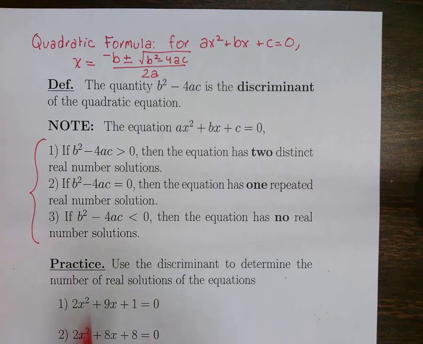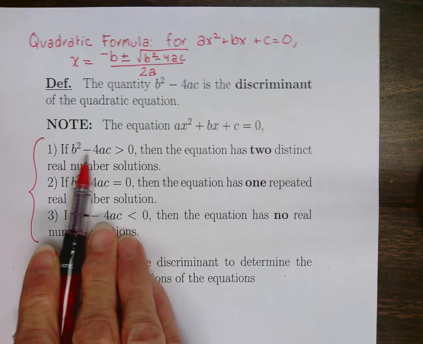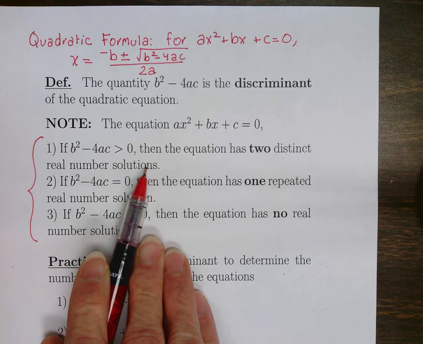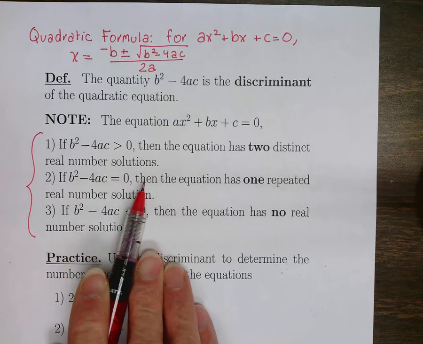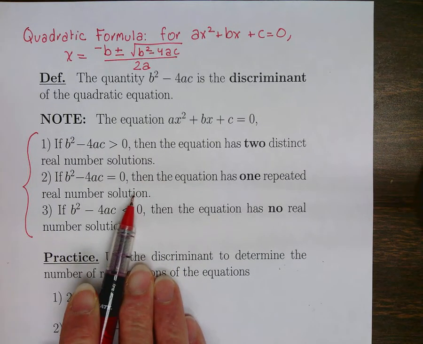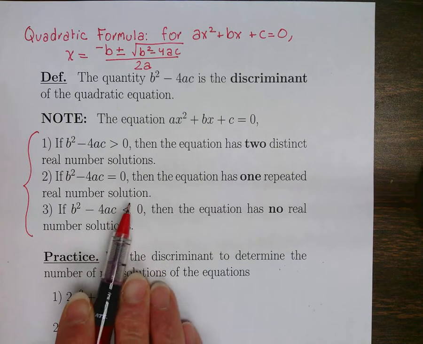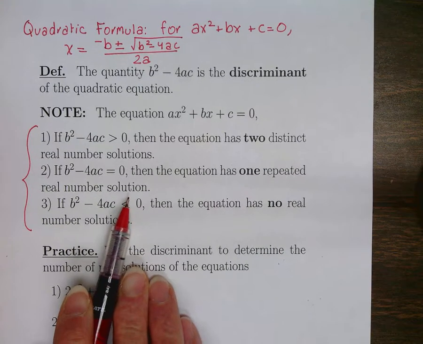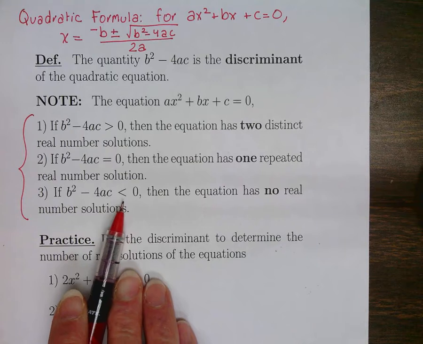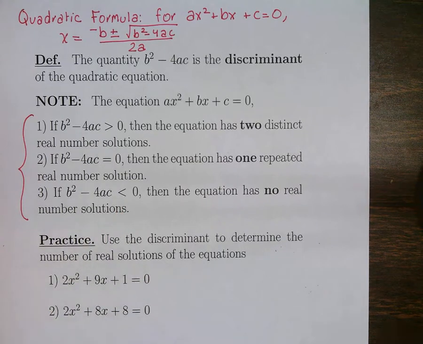Just as we just saw, if that discriminant is positive, you're going to have two distinct real number solutions. If it's equal to 0, there'll just be a single solution, which is actually repeated twice. And you can see because you'll be able to write it in factored form as a perfect square. And then if the discriminant is negative, there are no real solutions.